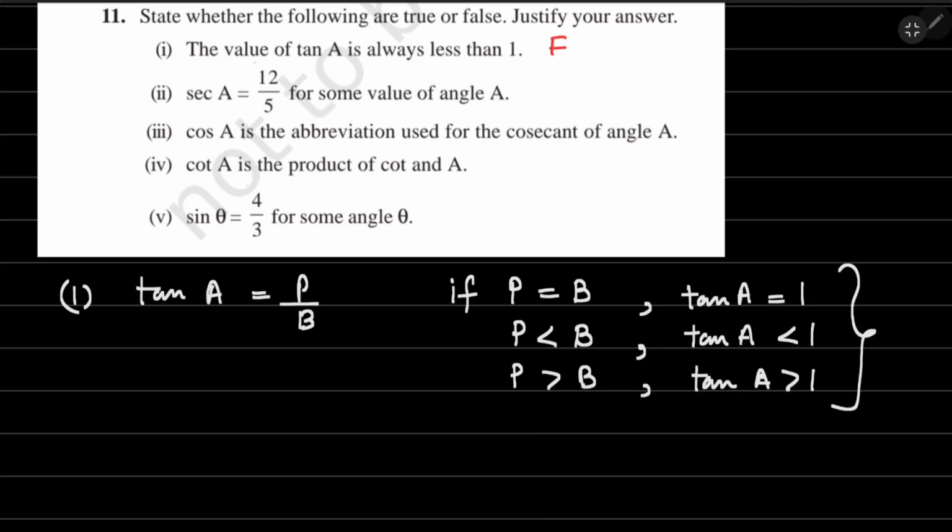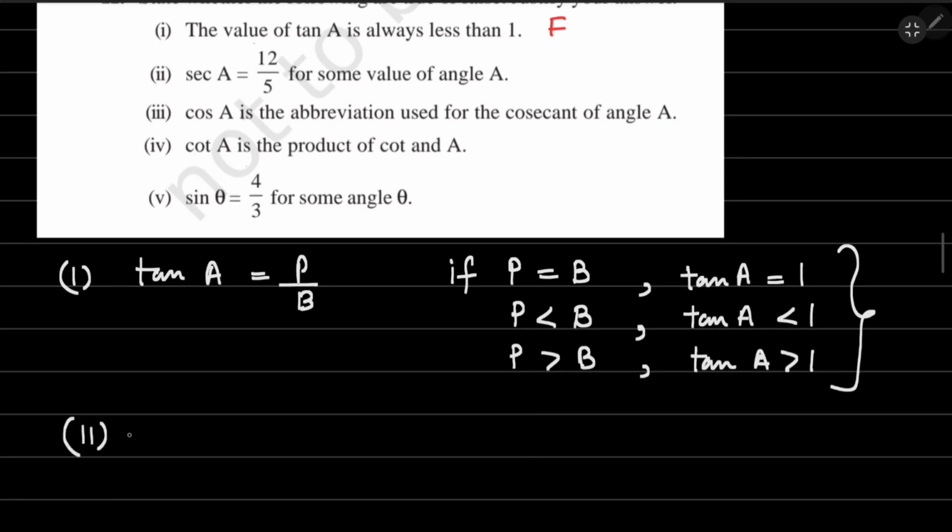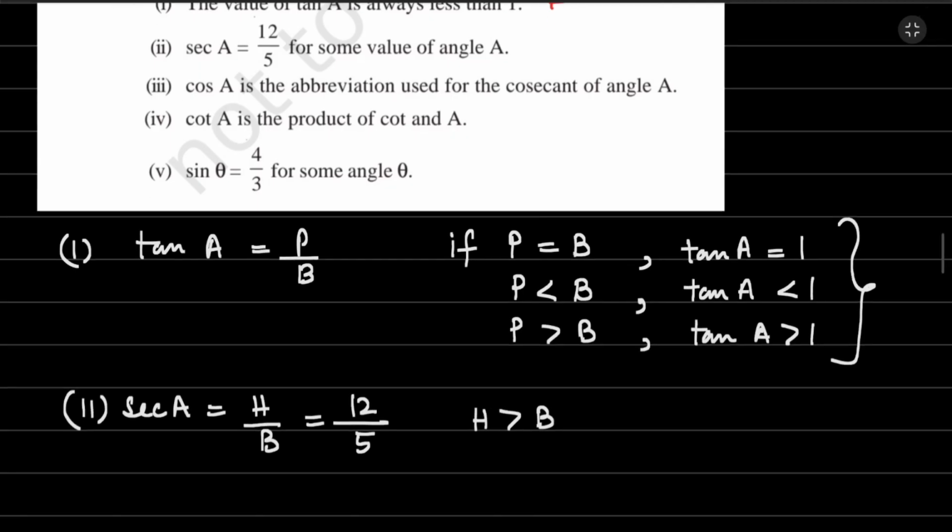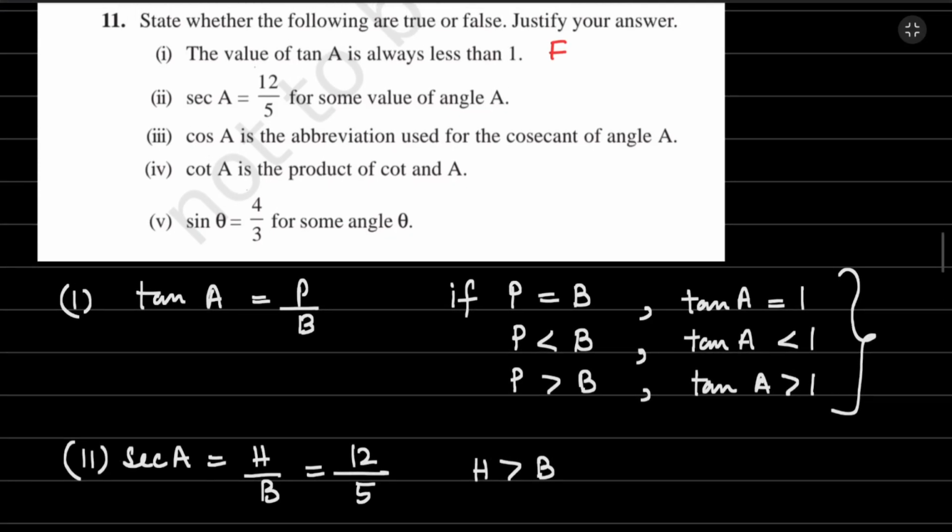Second question. Secant A equal to 12 by 5. What is secant A? It is the reciprocal of cos, so H by B. H by B you are given as 12 by 5. So here hypotenuse is greater than base for some value of angle A. The biggest side of a triangle is always the hypotenuse. So it is true. Because hypotenuse is greater than B, yes, it is true.